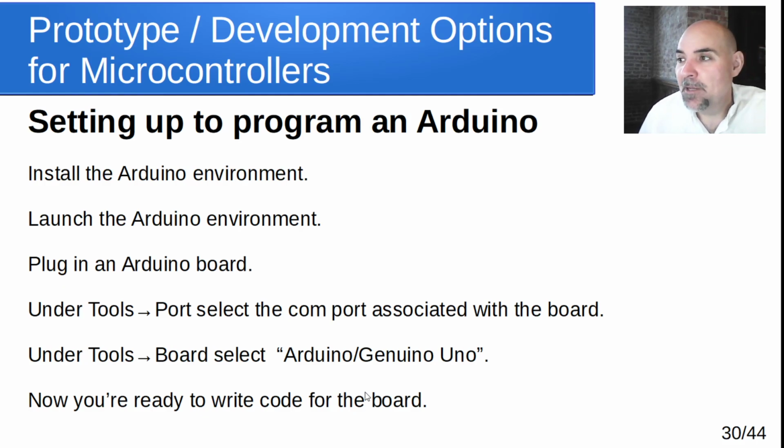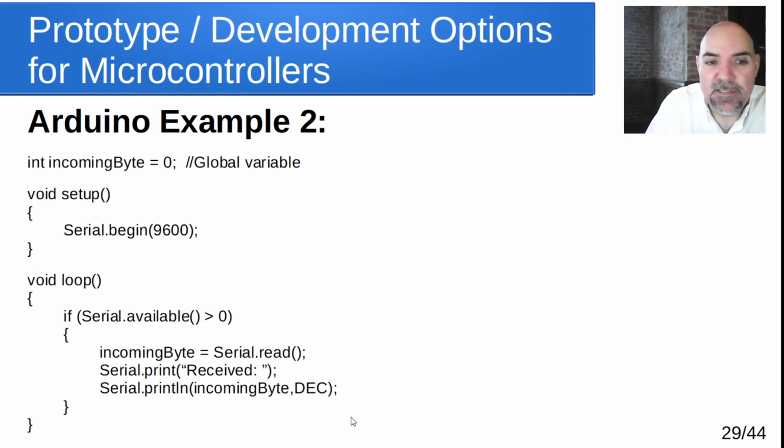Now, how do you get it set up so you can write your first program to an Arduino? Well, you install the Arduino environment, launch it, plug in your Arduino board. Under Tools, select the port number, the COM port that's associated with that board you just plugged in, and then select the type of Arduino board it is. In your case, if it's the Uno board like we talked about, you would set it to that selection. And now you're ready to write the code like this.